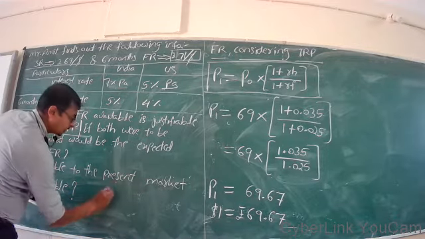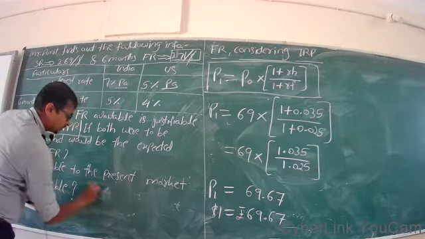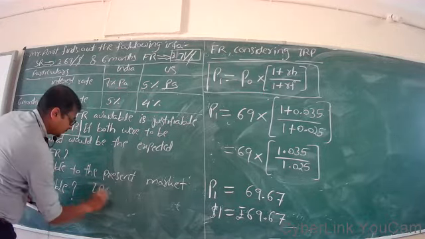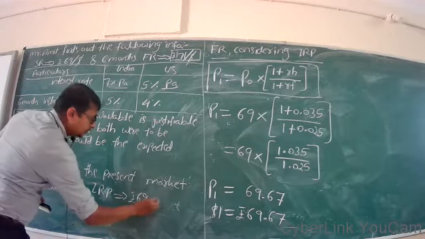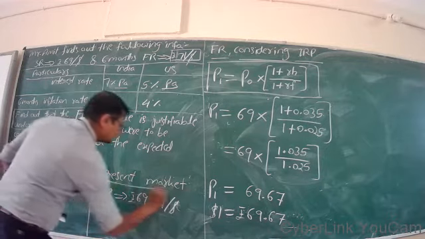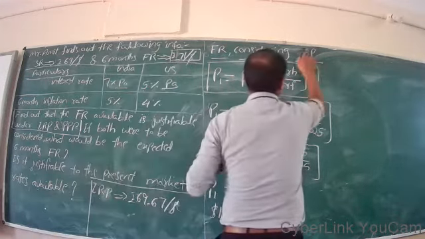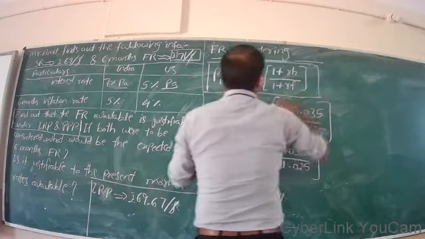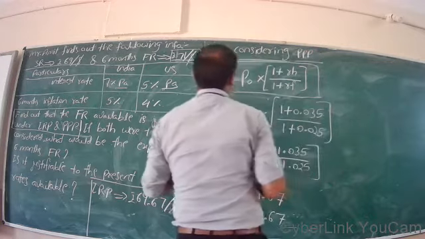So somewhere I am writing here. So rupees for IRP, we got rupees 69.67 per dollar. Now you have to calculate forward rate considering PPP theory, purchase power parity theory.